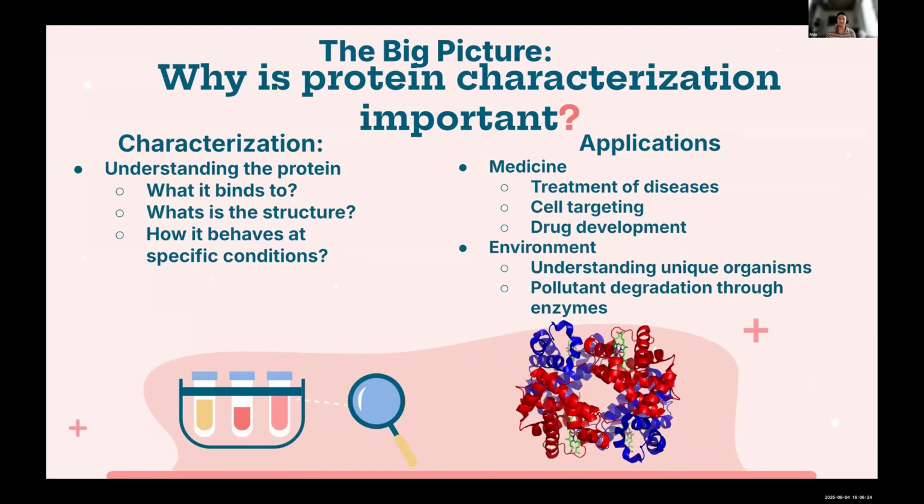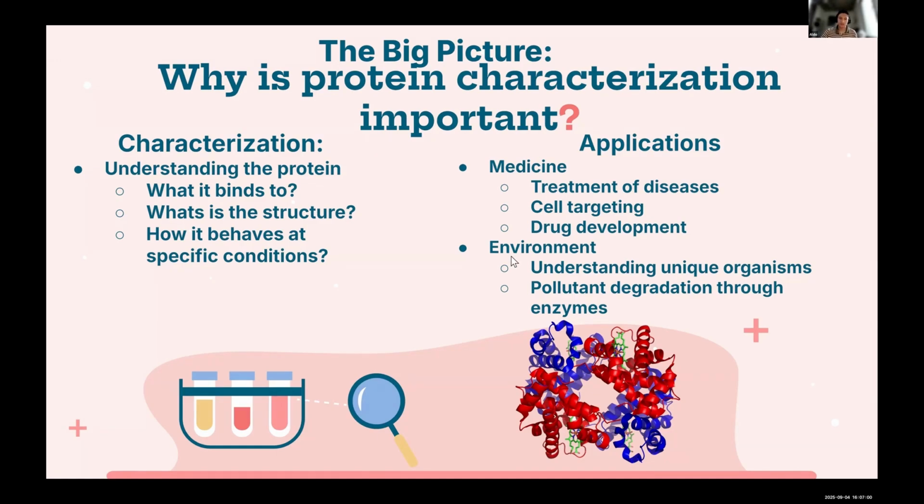So why is protein characterization important? Well, first I have to define what I mean by characterization. It's essentially understanding the protein: what it binds to, what its structure is, how it behaves in specific conditions. Some of the applications of this technique are treatment of diseases, cell targeting, maybe for cancer, or drug development, and even environmental purposes, such as understanding unique organisms or maybe pollutant degradation through enzymes.